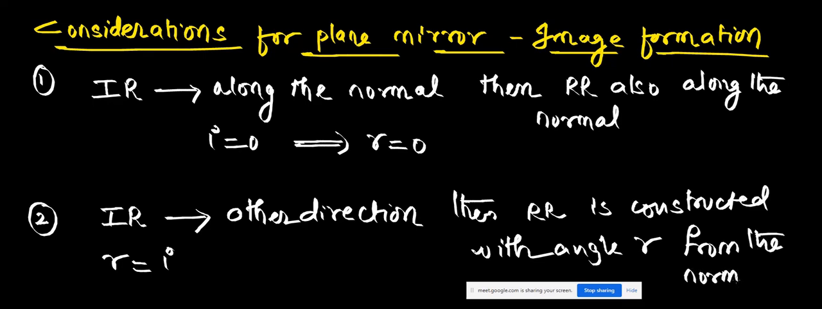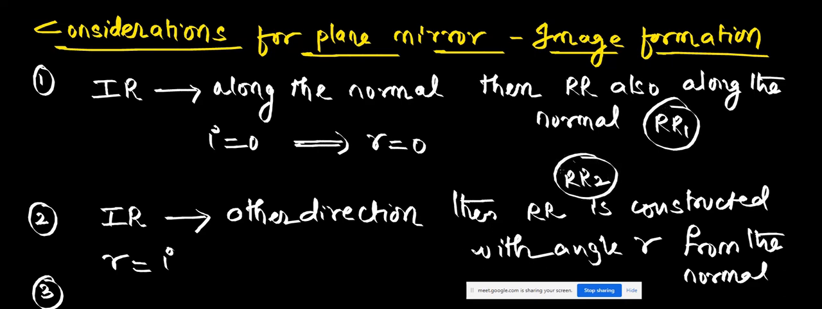How do you know this angle r? If the incident ray is 30 degrees, then the reflected angle is also 30 degrees. Accordingly, you have to construct. Third point, what you have to do is: this is the first reflected ray RR1, and this second will be reflected ray RR2. So RR1 is reflected ray 1, and RR2 is reflected ray 2.